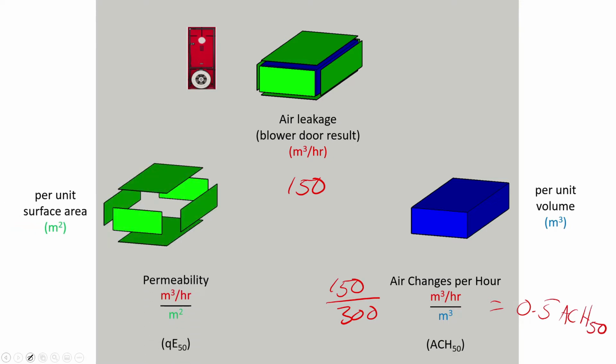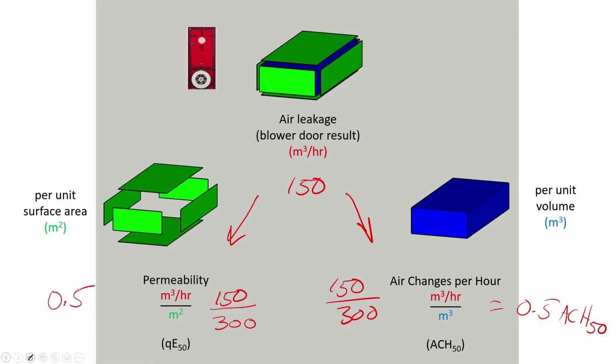You can also divide that by surface area for another way of comparing things. So often houses have a similar surface area and volume. So you would say this house has equal volume and surface area. If you divide the leakage number, 150 cubic meters per hour, by the surface area, you get a permeability of 0.5. It's pretty common to have very similar permeability and air change rate.